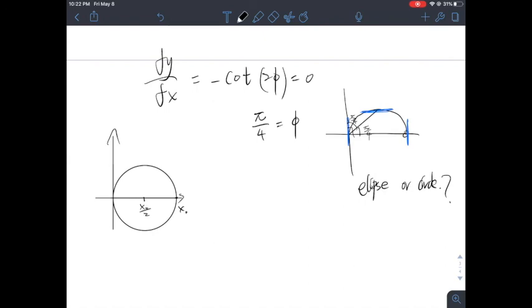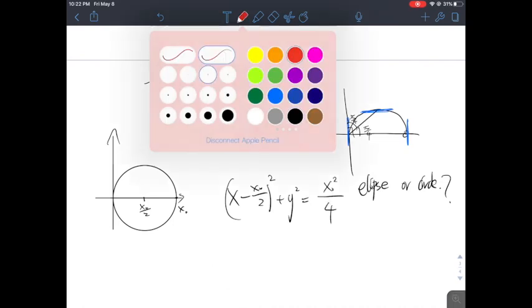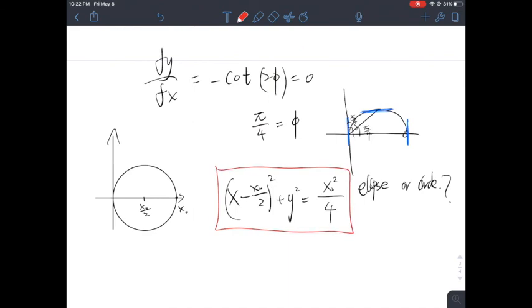So now we know it's a circle. We just do some analytic geometry you learned in high school. The trajectory has to satisfy x minus x0 divided by 2, squared, plus y squared equals x0 squared divided by 2 squared, which is 4. And that's our final solution.